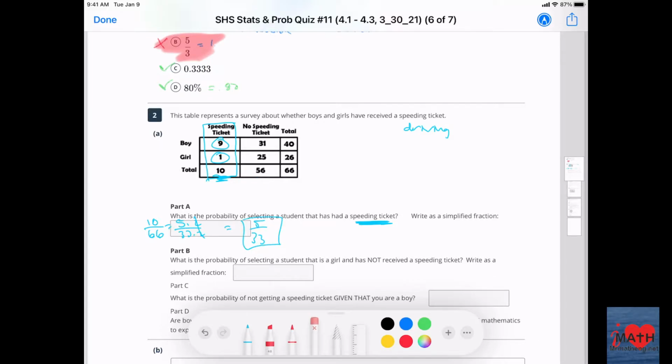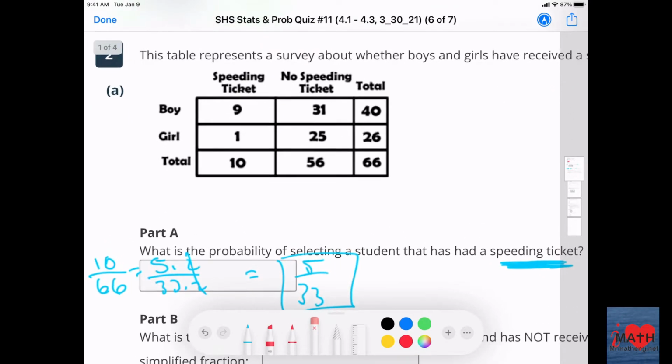Let's erase all this up here. Excuse me. And notice how I'm using different colors. That might be helpful for you as you complete these, right?